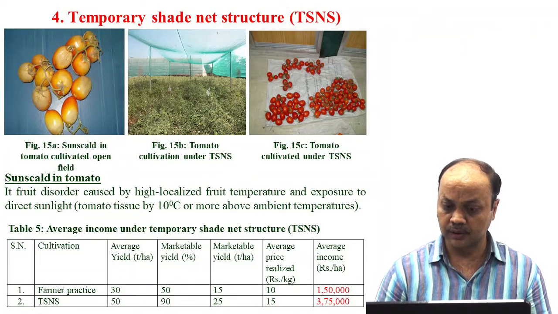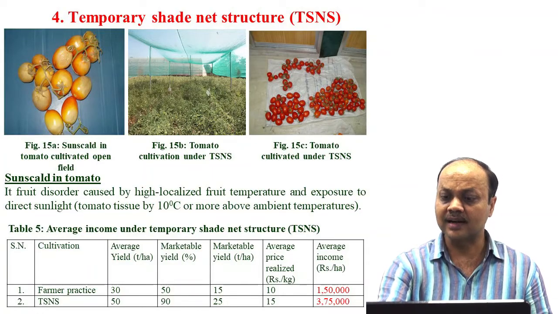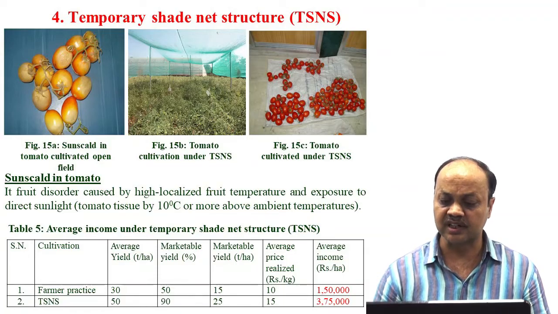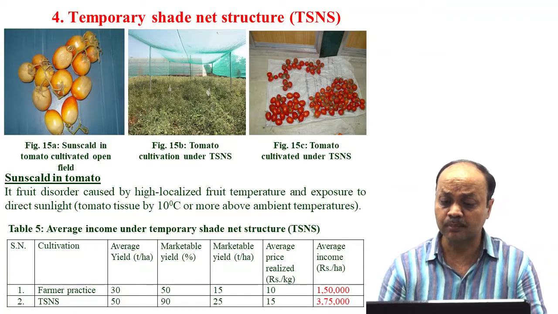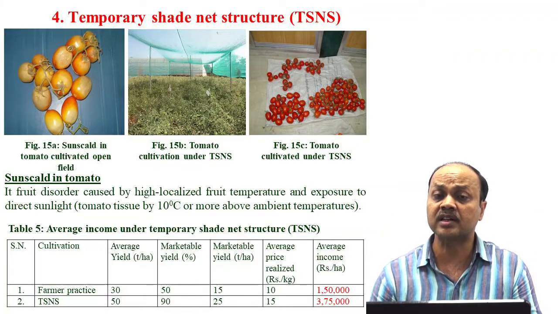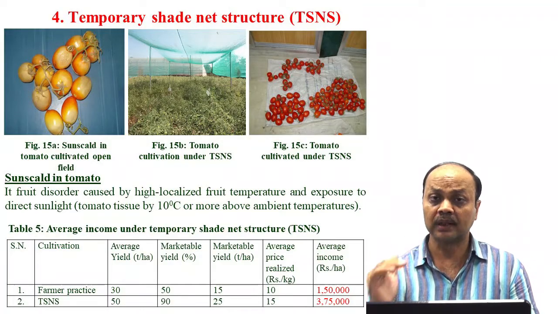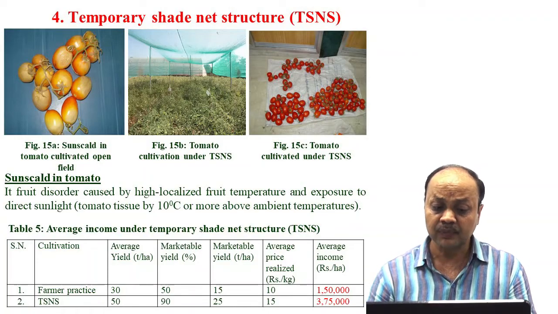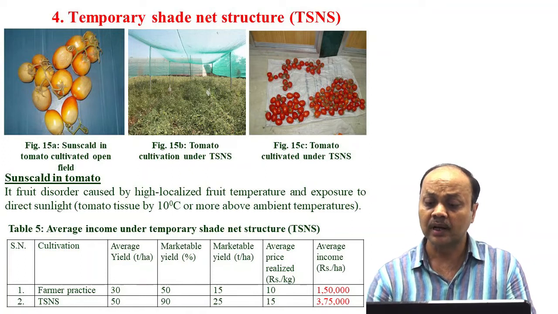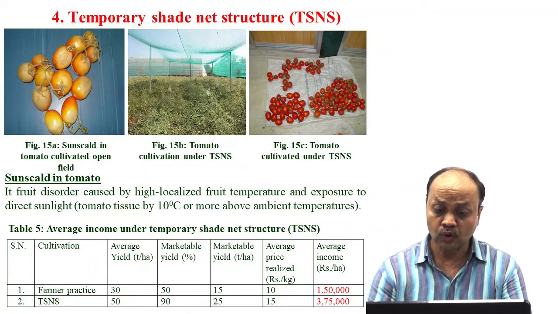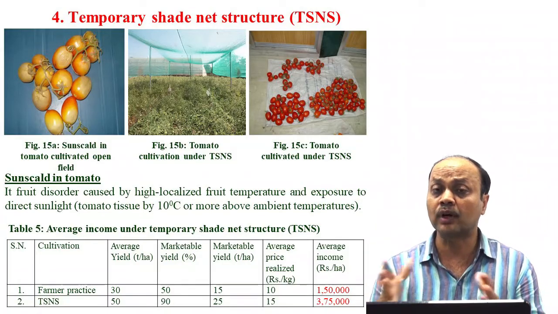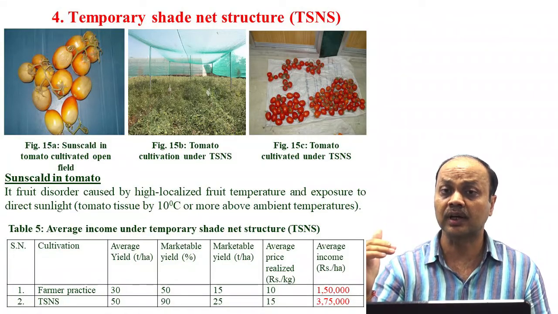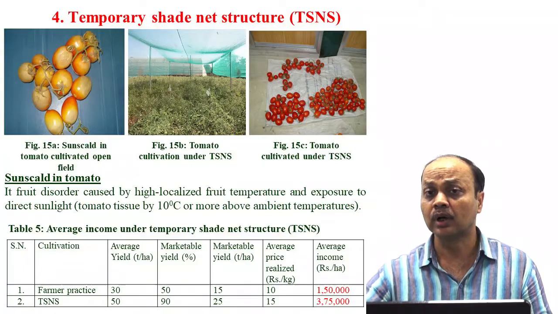But on the right side you can see the tomato from this temporary shade net structure. You are constructing this temporary structure only for 4 months, only during summer. You can see from this table that if a farmer is growing in the open field, the average income is 1,50,000, but if he is using the temporary shade net structure, he is getting 3,75,000. If you grow in the open field, sunburn is there, so marketability will also not be good.